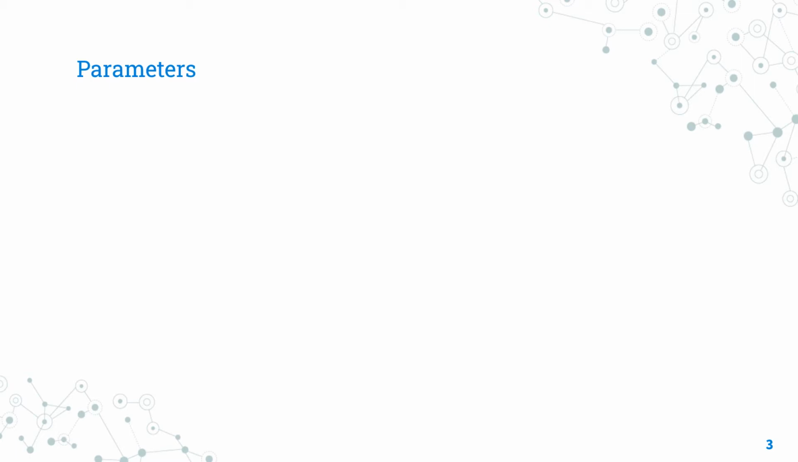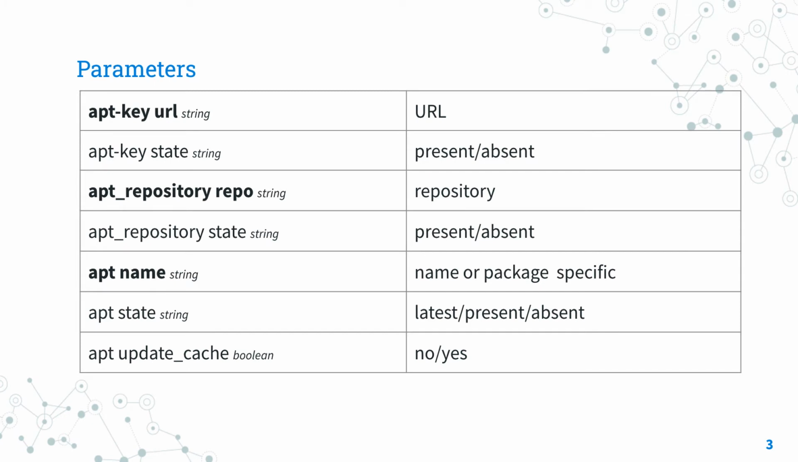For the ansible.builtin.apt_key Ansible module, I'm going to use two parameters, url and state. The url parameter specifies the URL of the repository GPG signature key, and the state verifies that it is present in our system after the execution.